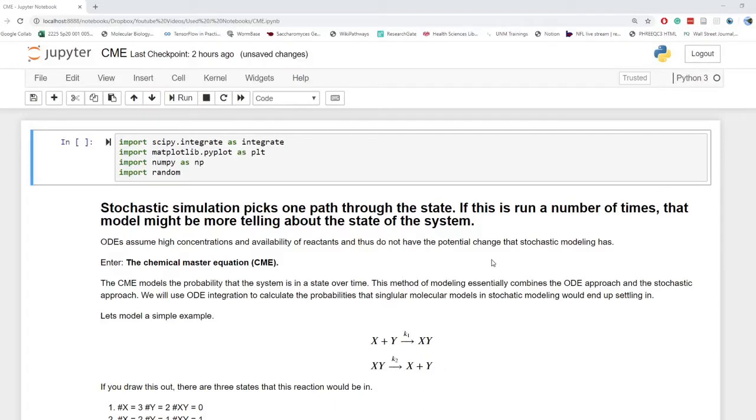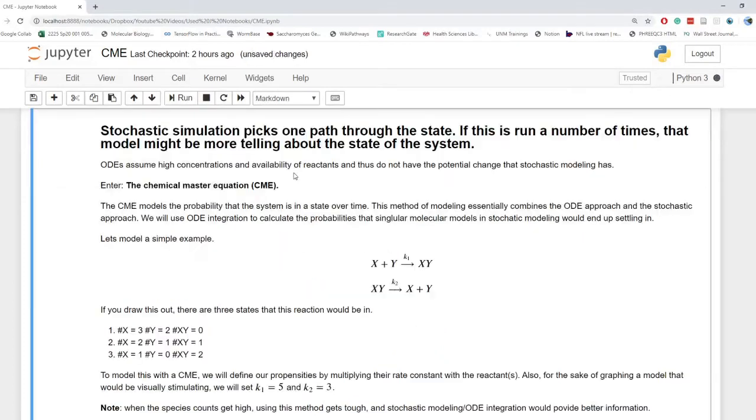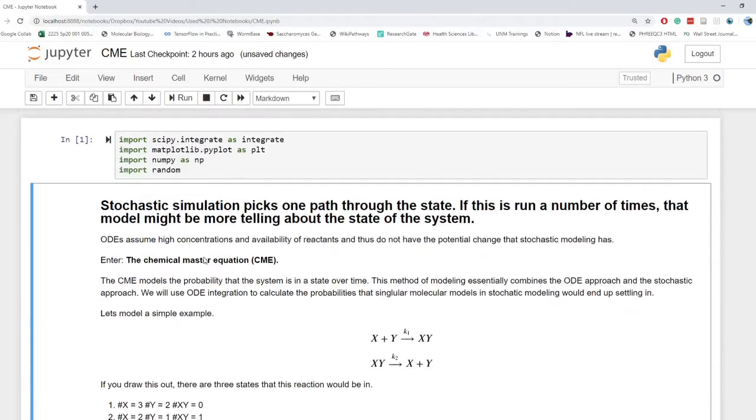The first one being the stochastic modeling, the second one being the ordinary differential equations, and the third, now we're entering the chemical master equation. I'll explain what the chemical master equation is and show you how it's kind of a hybrid between the two previously. Essentially, it's going to model the probabilities that our mixture is in a certain state, but we'll get there. These are all the libraries I'm going to use.